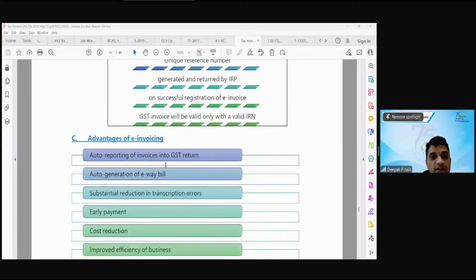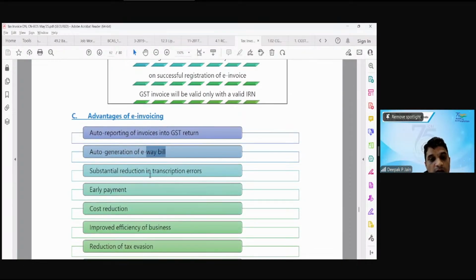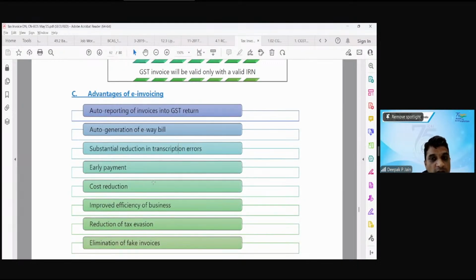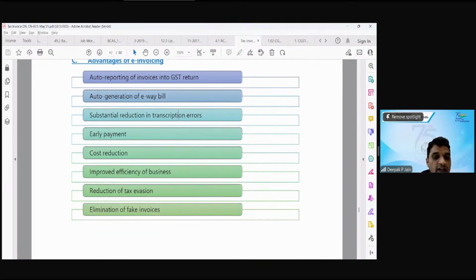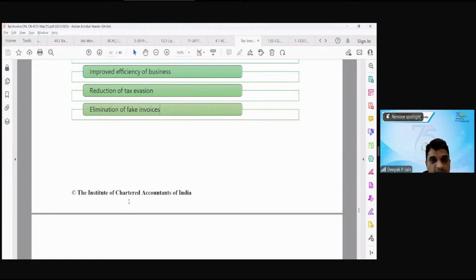What are the advantages of e-invoicing? Auto reporting into the GST portal. It also goes to the e-way bill. Substantial reduction in transcription errors. There are no errors. Early payments, cost reduction, reduction of tax evasion. This is the main advantage for the government, and elimination of fake invoices.